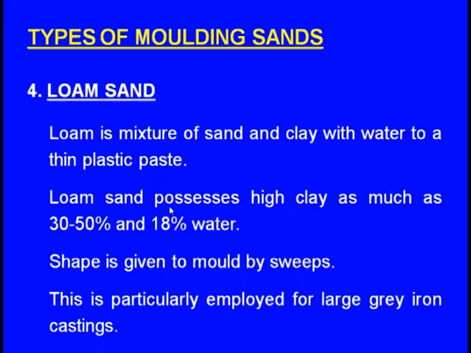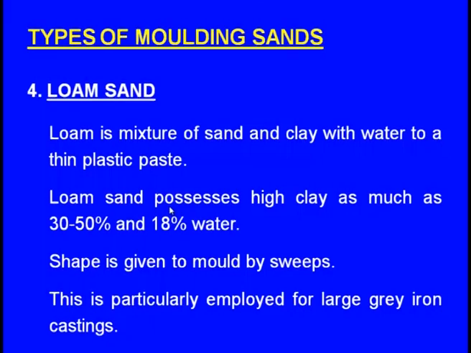And shape is given to the mould by sweeps. In the conventional sand moulding process, we used to ram the moulding sand. We dump the moulding sand inside the moulding boxes, and with rammers we ram it, or it is done by machine molding. Whereas here we don't do the ramming, but we do the molding by sweeps. There will be a sweep pattern, and as we rotate this sweep pattern, a mold cavity is created inside this loam sand. This is particularly employed for large gray iron castings.